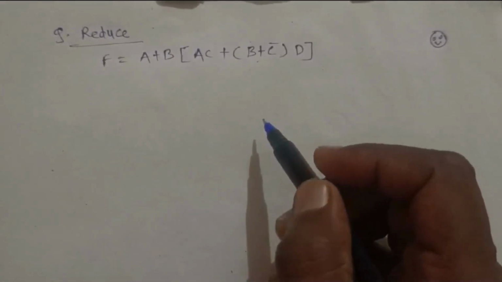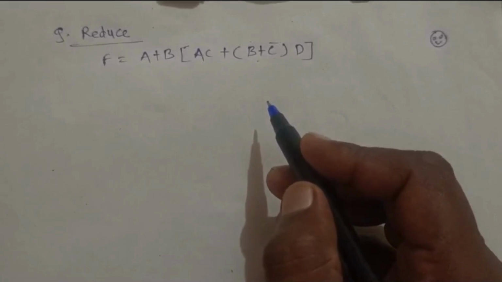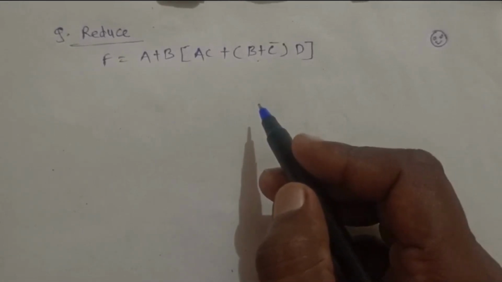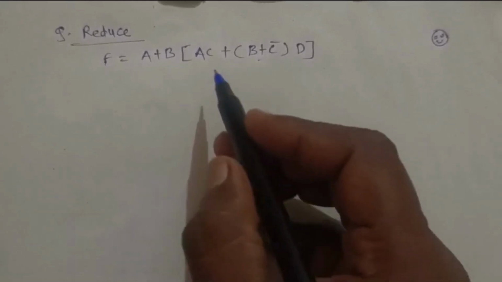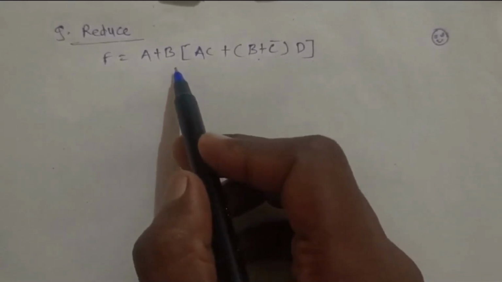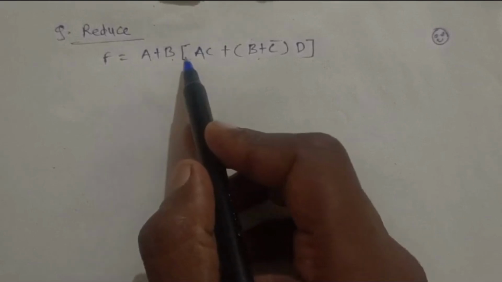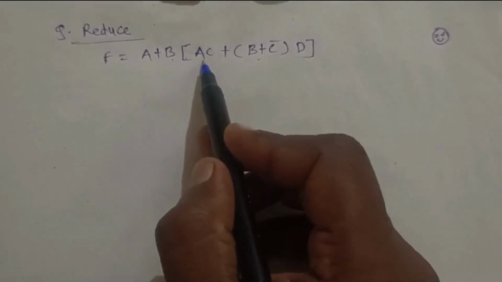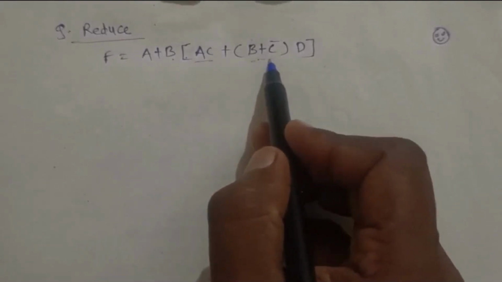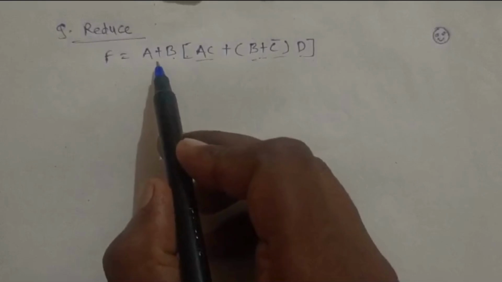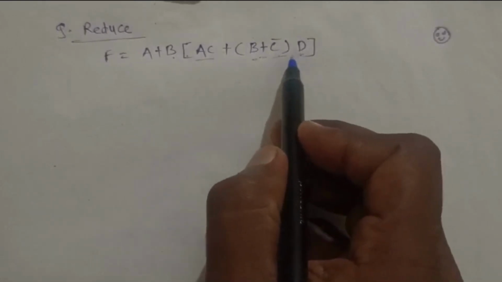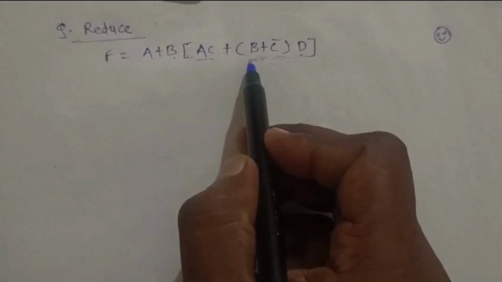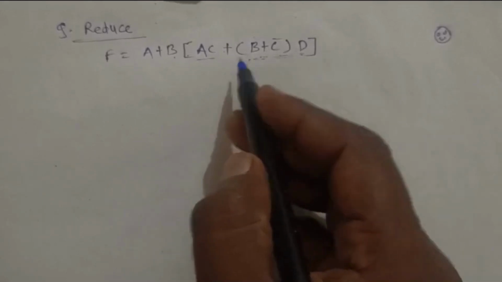Now, in the next step we have to apply the distributive law. See how we can apply the distributive law here. In the given expression, B is outside the bracket, and inside the bracket there are two terms, this AC and this whole term. This B will get distributed to the first term and to the whole second term, so it will become the product of that term.